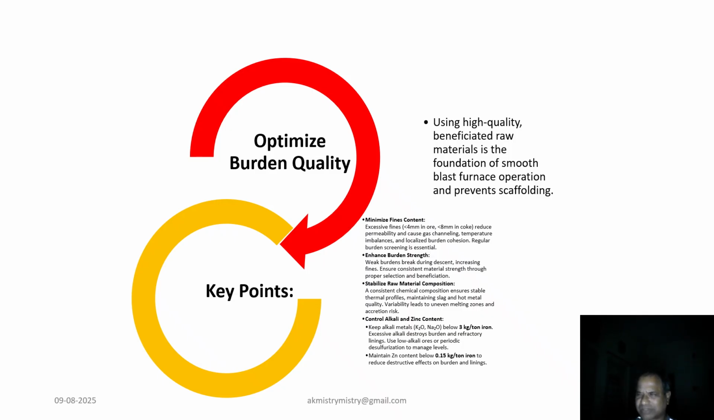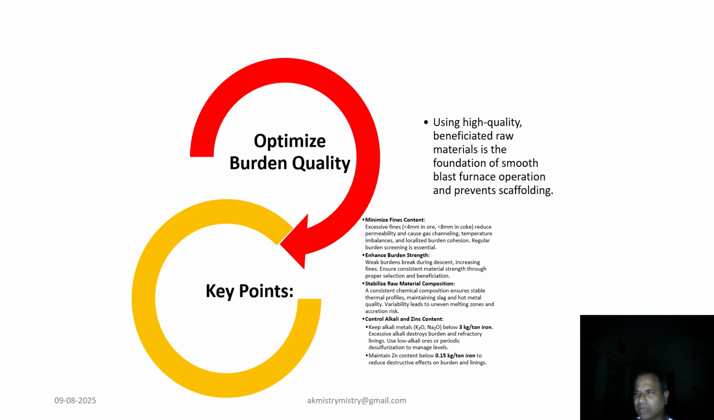Second, enhance burden strength. Weak burden tends to break down during descent, which increases the amount of fines. Ensuring consistent material strength through proper selection and beneficiation is the key. The third is to stabilize raw material composition. A consistent chemical composition ensures a stable thermal profile, which is vital for maintaining the quality of both slag and hot metal. Variability in composition can lead to uneven melting zones and an increased risk of accretion.